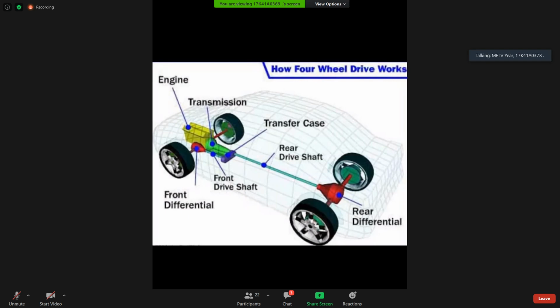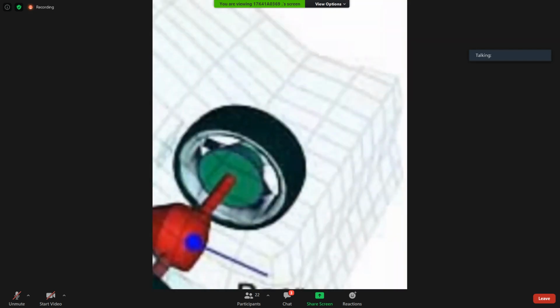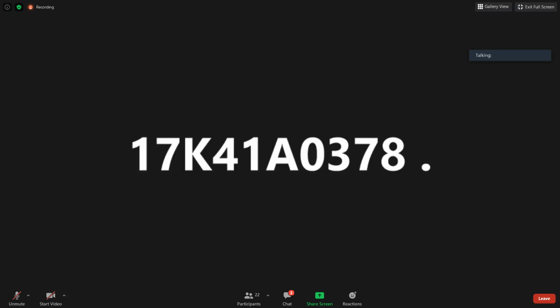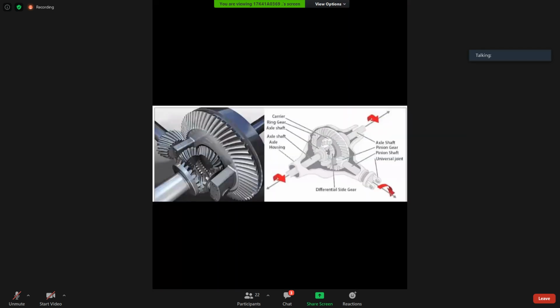Here in the front side and the rear side, we can see two differentials. From those two differentials, the power is transmitted to the wheels. And I want to give a brief introduction about the differential. Next slide. So this is the differential.